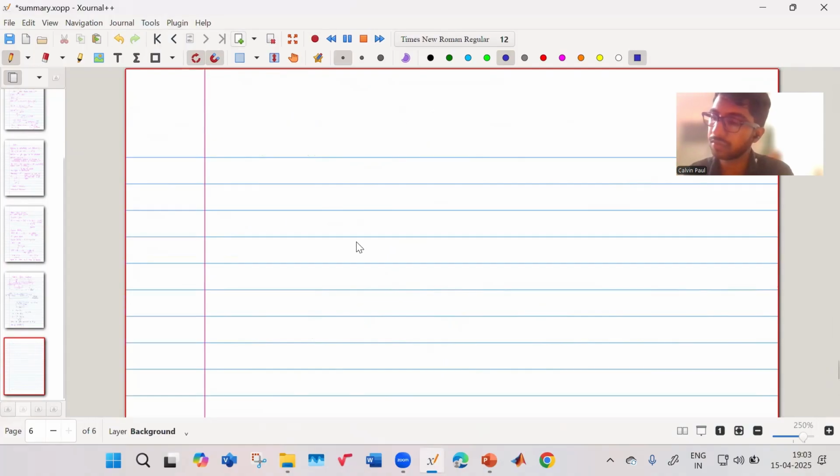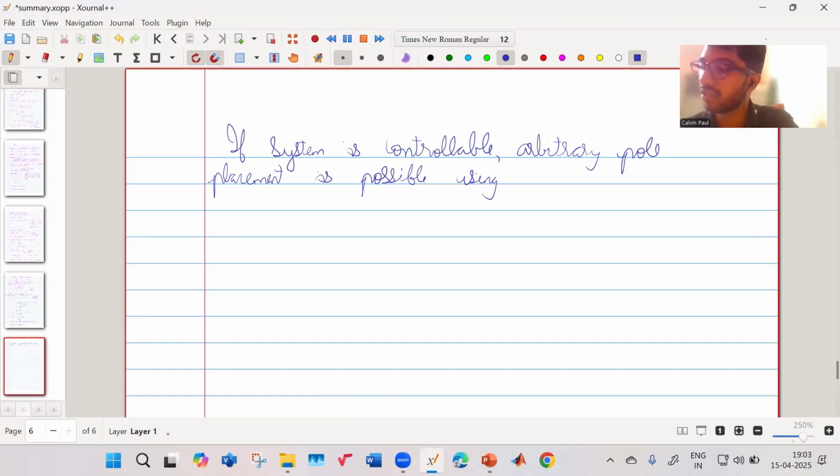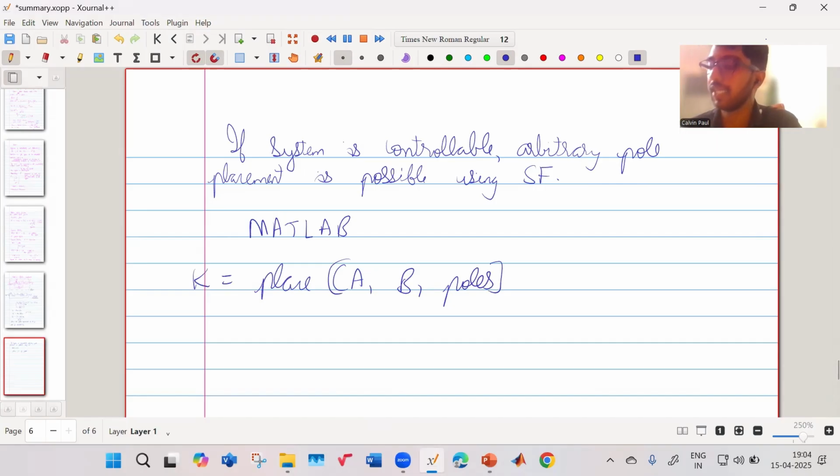So if the system is controllable, then theoretically we can achieve arbitrary pole placement using state feedback. So in state feedback, what do we do? There's a MATLAB command which I have shown, which is place(A, B, poles), and this will give you a gain K. So what exactly you are doing is you have your A, you have your B, and these are your desired pole locations. From that, you will get your gain K.